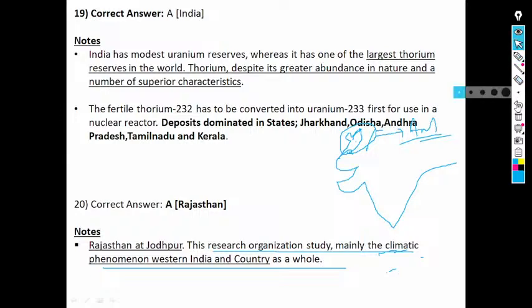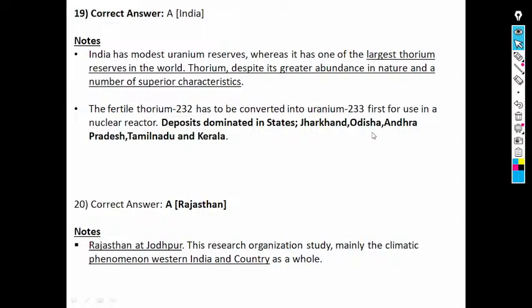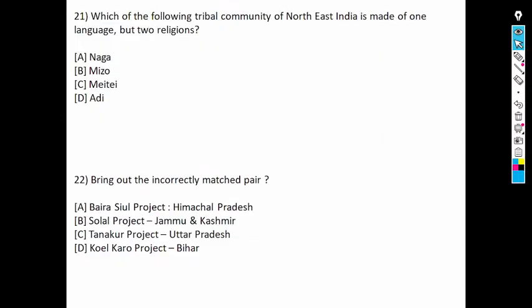Next we'll see the question. Which one of the following tribal communities of Northeast India is made of one language but two religions? Naga, Mizo, Methi and Adi. One language but two religions. The answer is C, Methi. We'll discuss this one, Methi.